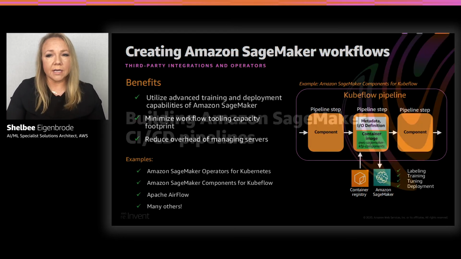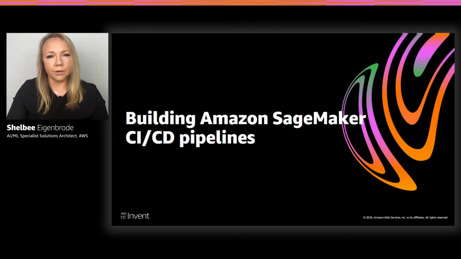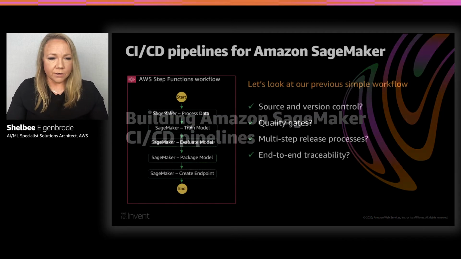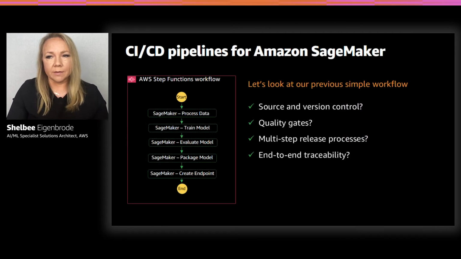So we just went through using automation to create repeatable machine learning workflows. So let's now look at how we can layer in continuous integration and continuous delivery or deployment practices on top of that. So taking a simple Step Functions workflow to train or even deploy a model is great for repeatability, but what if we want to incorporate source and version control to improve our reliability and our ability to tie a specific trained model back to specific versions of code, configuration, or data?